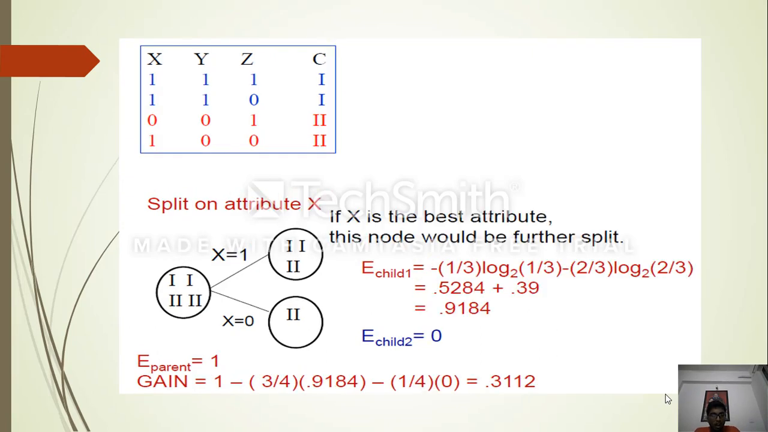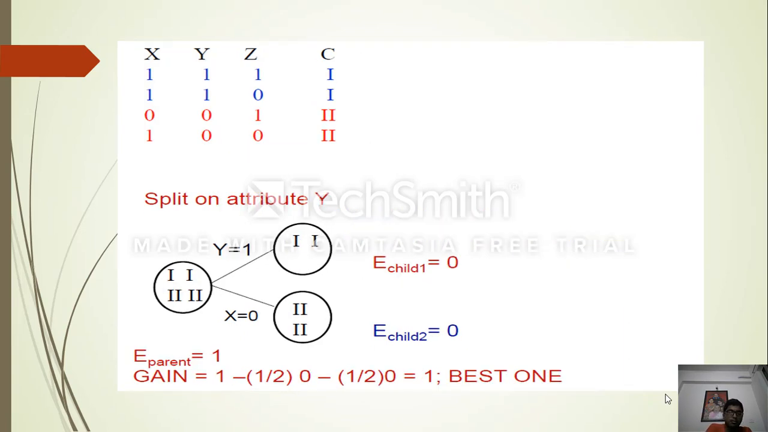For the first step we have calculated 3 by 4 and 1 by 4. This 3 by 4 comes from here. How many x are there? 3. And how many data sets are there? 4. So 3 by 4 into 0.9184. And 1 by 4 is when x is equal to 0, the probability is 1 by 4. When x is equal to 1, the probability is 3 by 4. So we will calculate 3 by 4 into 1 by 4. And similarly, like x, we will do it for y also.